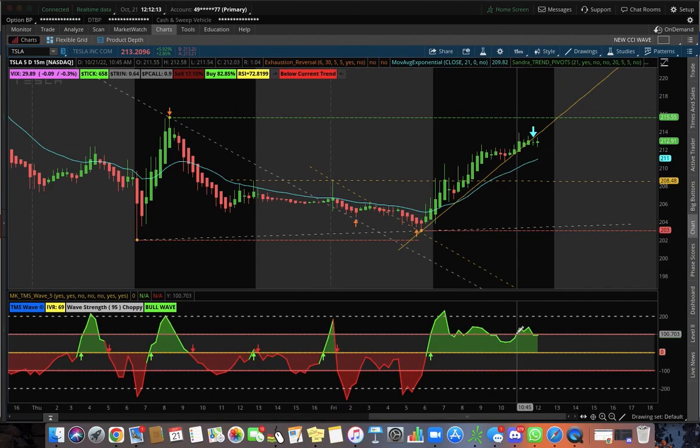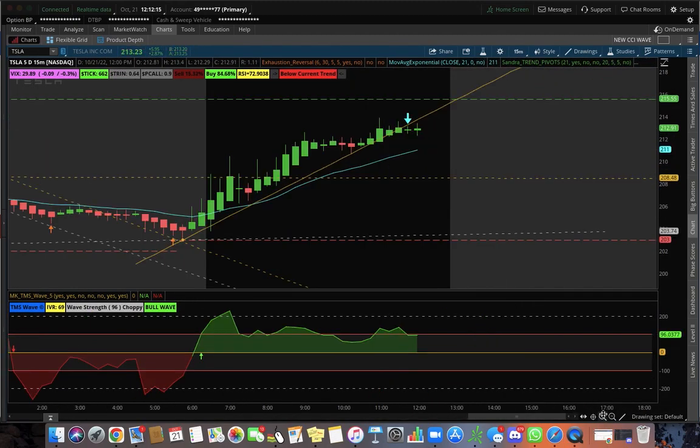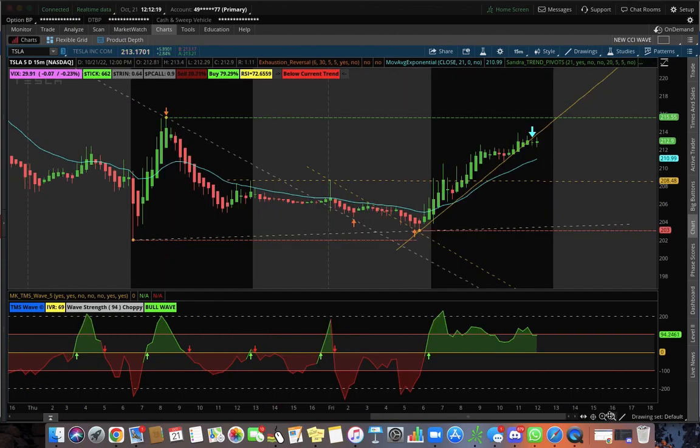So if I was... I keep wanting to say simply now. If I simply want to trade a 15-minute chart, this now gives me that nice hard trend line, right?